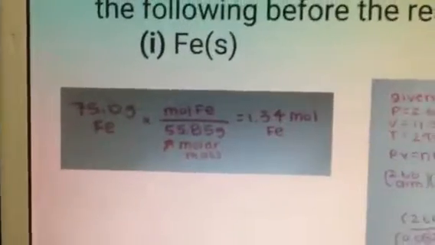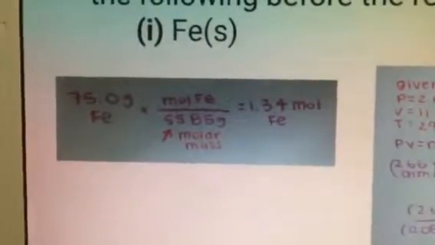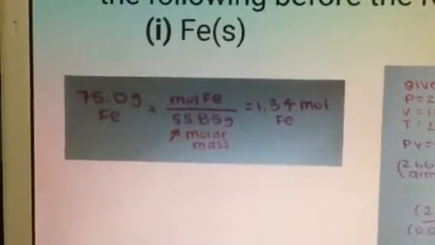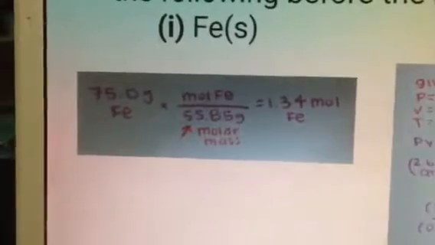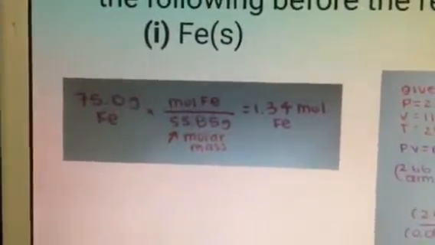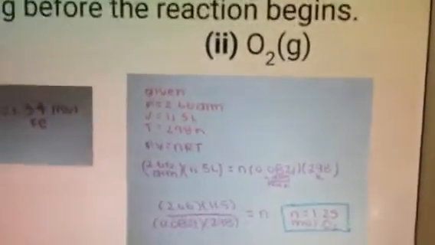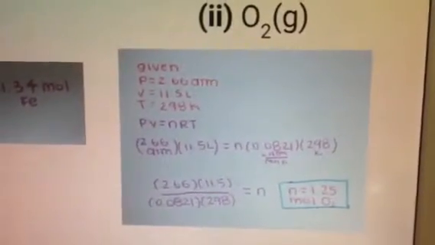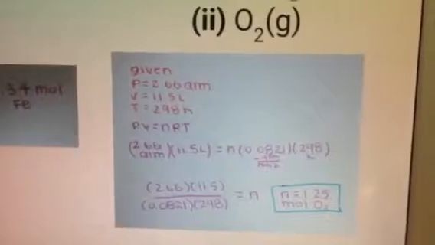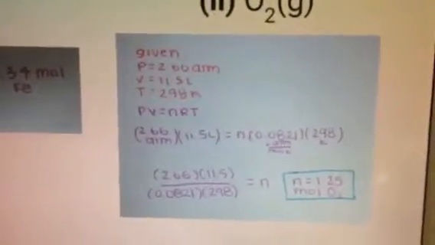To begin with, iron: we were given 75 grams of it, as stated here. To convert that to moles, we divide it by its molar mass, which is 55.85 grams, and we get 1.34 moles of iron. Moving on to oxygen, we would use PV equals nRT because it is a gas, so we would use the ideal gas law.